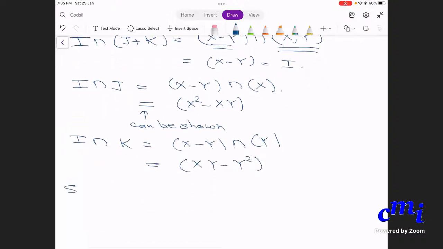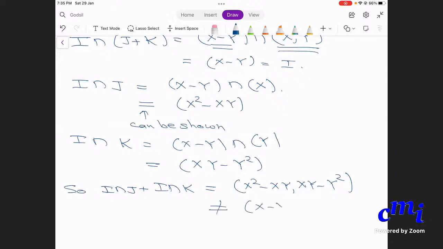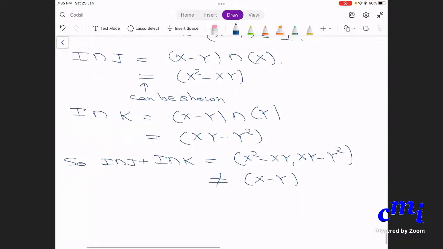And so the sum of these two, I intersect J plus I intersect K, equals the ideal generated by x squared minus xy and xy minus y squared. I claim that this ideal is not equal to the ideal generated by x minus y. It's smaller, in fact. It is contained in the ideal generated by x minus y, but is definitely not equal. So why is it not equal?